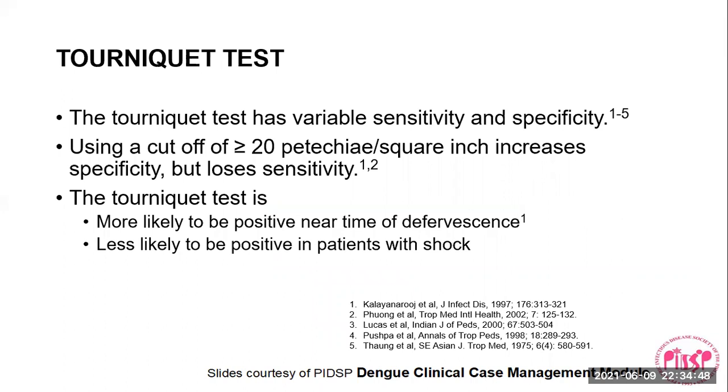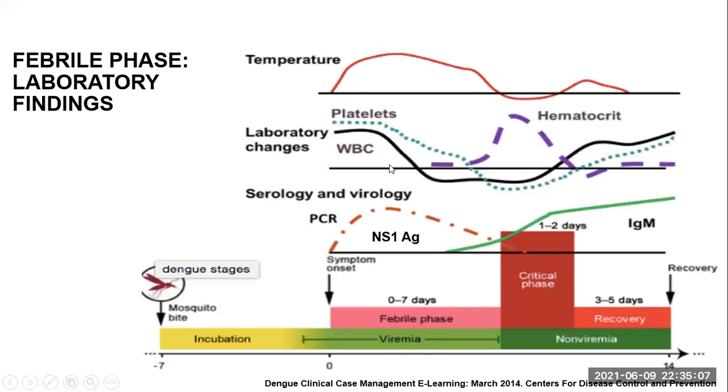The tourniquet test, however, has variable sensitivity and specificity, and using a cutoff of greater than 20 per square inch increases the specificity but loses the sensitivity. And we should note that the tourniquet test is more likely to be positive near the time of defervescence, and it is less likely to be positive in patients with shock.